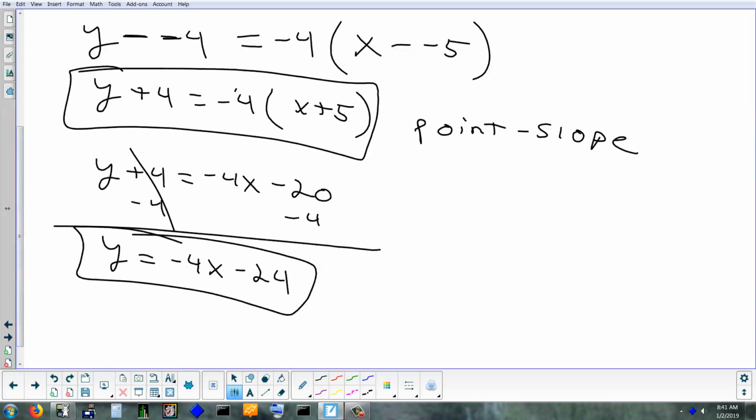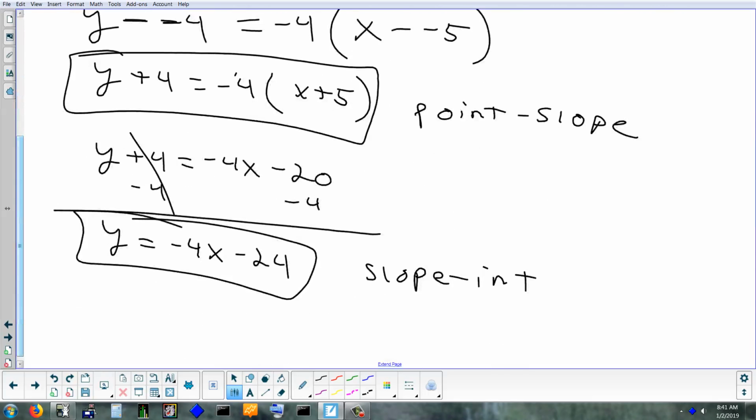Both of those boxes are correct. The top one is point slope. The bottom one is slope-intercept. On the test, it'll probably be a mixture. There might be some where we say write it in point slope, and there might be some where we say write in slope-intercept. Point slope is quicker because then you don't have to do the last two steps. Slope-intercept takes a little extra time.